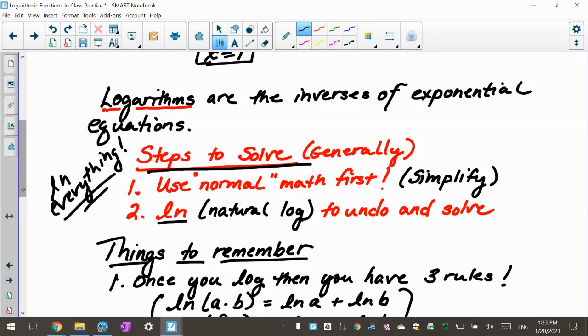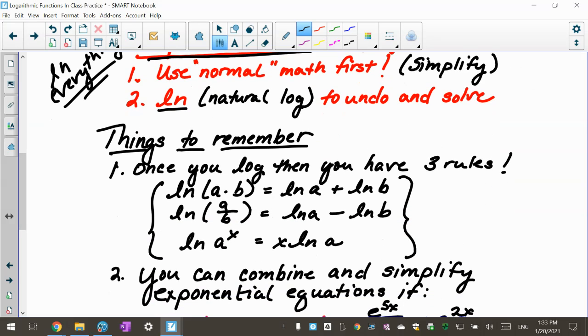Now, things to remember. Once you log, or ln, which is the same thing, we say the word log, you now have 3 rules. If it's multiplication, I can pull it apart with addition. If it's division, I can pull it apart using subtraction. Those two are too nice. The one we use a lot is the natural log of a to the x. If I want to bring the exponent down to solve for it, once I natural log it, I can bring the x down front, and I have x ln a. So we use that quite a bit.